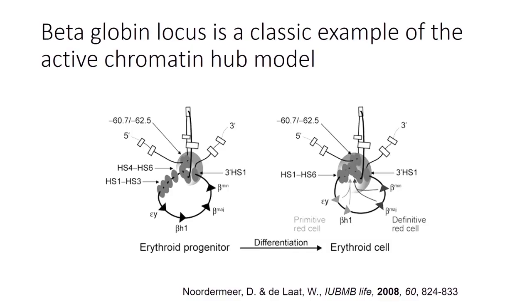So in this case, we're actually, at this point, not using Hi-C data, but actually using a different kind of data that I'll tell you about in a second. So I'm sure most of you are familiar with this, but the beta globin locus is a sort of classic example of the active chromatin hub model.